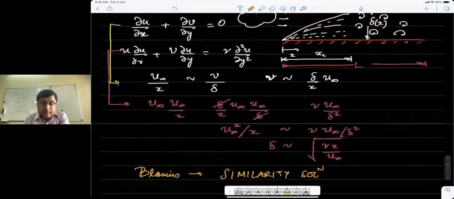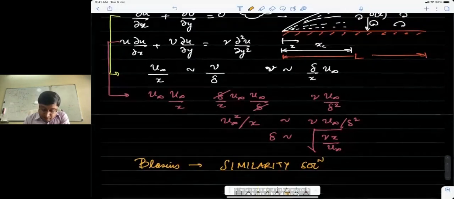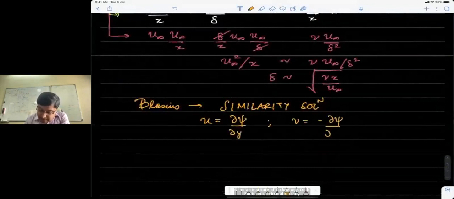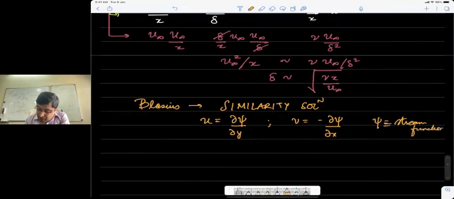Because you're dealing with incompressible flows, he used the concept of the stream function. So I can write u as d psi dy and v as minus d psi dx, where psi becomes a stream function, which ensures that my continuity equation is always satisfied.